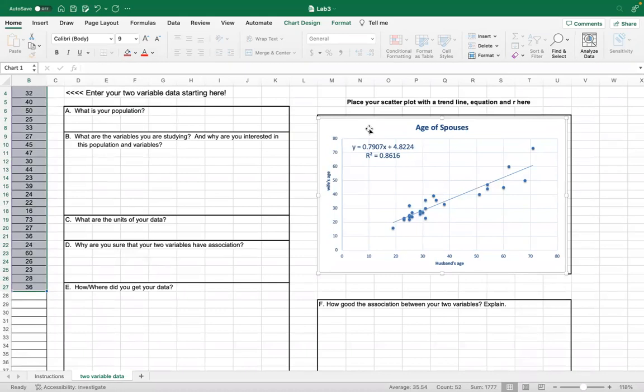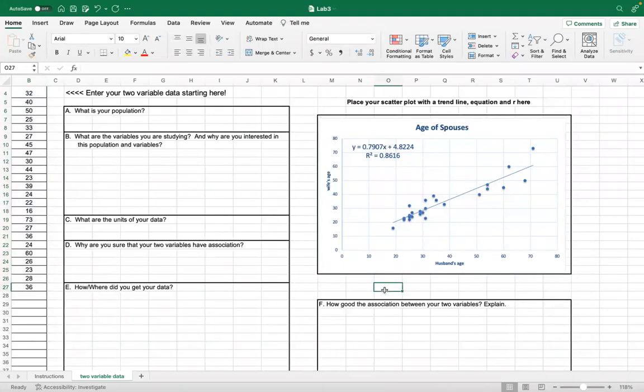As we all know, when you take a square root, both the negative and the positive are answers, because a negative times a negative is a positive. So if I take the square root, in order to get my R value, I need to pay attention to, do I have a positive or negative slope? Mine is positive. I'm going to type in R value right here.